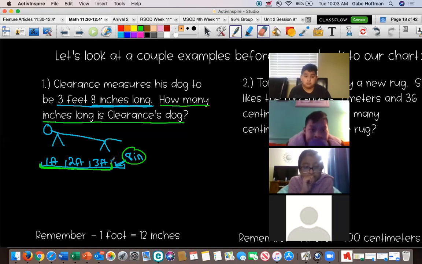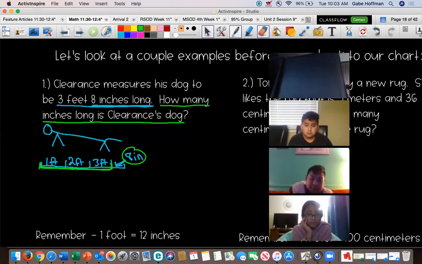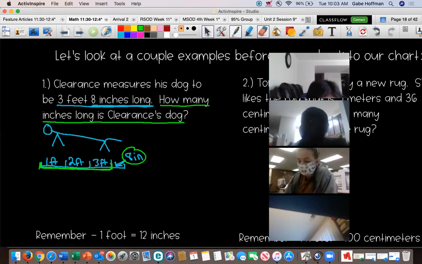There's only 8 inches long right in the problem, but we still have to be able to say, okay, there's 3 feet. How many inches is that, right? So we have to be able to change those feet to inches. That's called the conversion. That's what we're looking at today. A conversion is when you change one unit to the other. Well, if we look at the bottom, we remember 1 foot equals 12 inches, right?